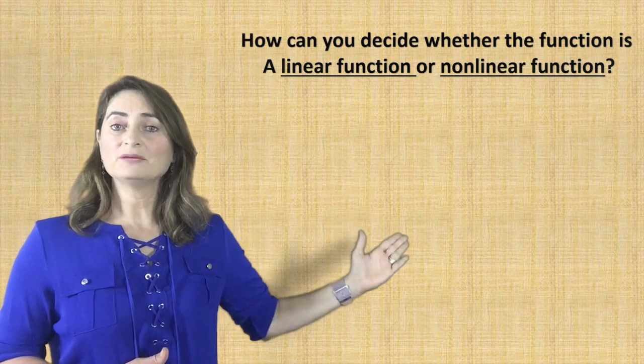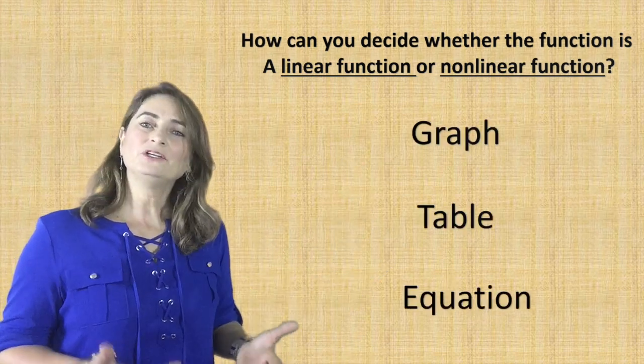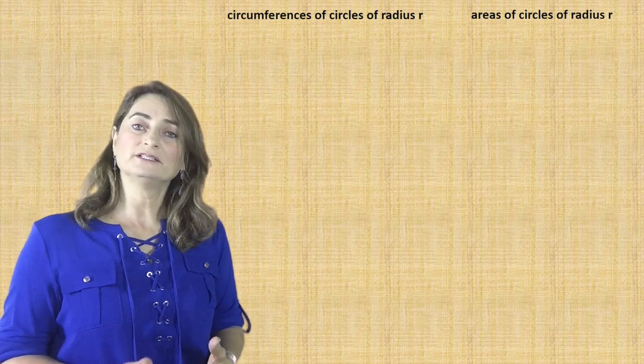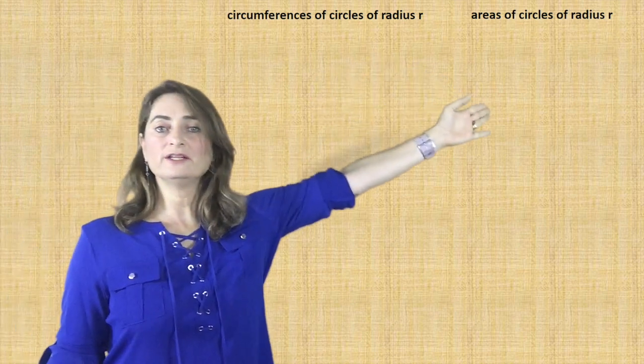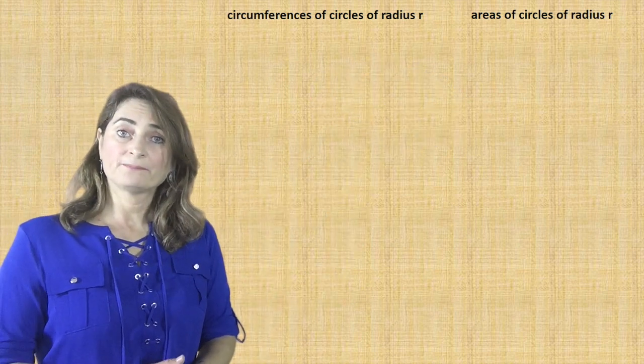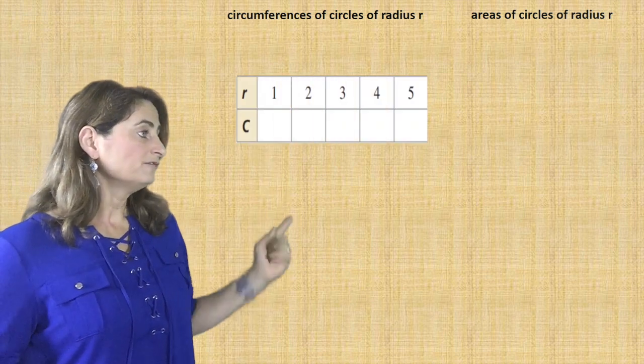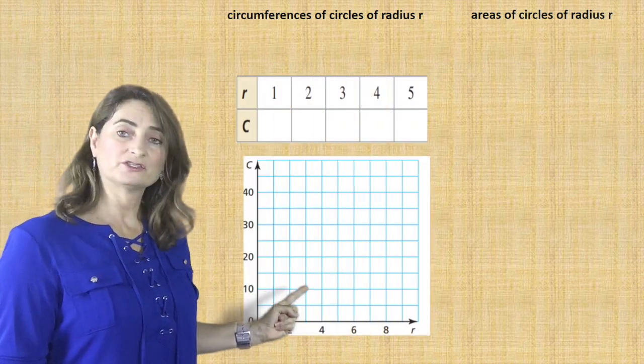Today's lesson, we will decide whether a function is a linear function or nonlinear function from a graph, table, or an equation. Now, how can you decide whether the function is linear or nonlinear? We'll start with two examples: finding the circumference of a circle, and the area of a circle with a radius r. Let's start with the circumference. Here's the table and here's the graph.